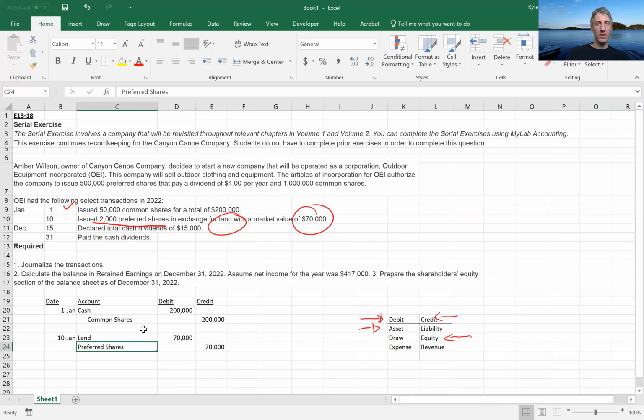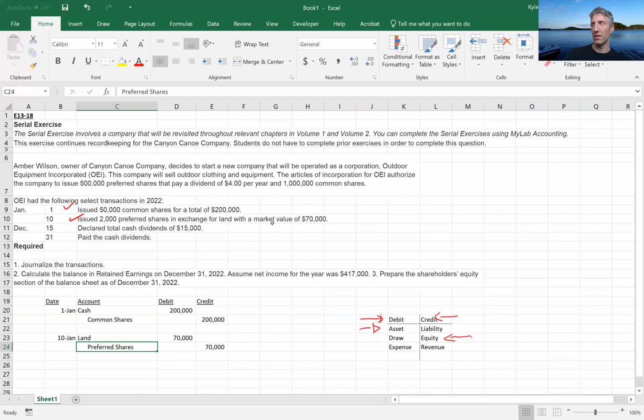I'm just going to do one last check. I wouldn't imagine the problem would give us a situation like this, but I just want to make sure that they issued an amount that's less than what's been authorized. They issued 2,000 and they're authorized to issue 500,000 preferred shares, which means that they have 498,000 shares they could still issue. Now we're done with January 10th.